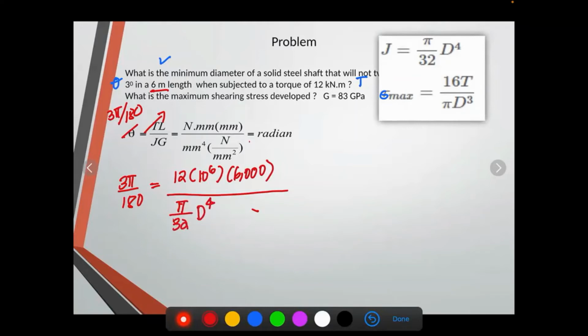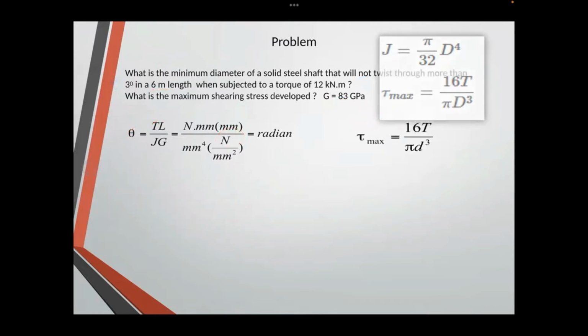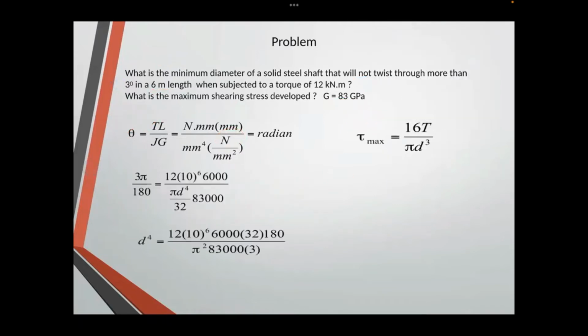Now, for your G, we have Newton per mm squared. We have your 83 gigapascal. Again, gigapascal is kilonewton per mm squared. Now, since we want Newton per mm squared, all we need to do is multiply this with 1,000. So, instead of 83, we will have here 83,000. So, rewriting this, you will get the value of your D. Yan. So, check natin. Ayan. So, your D is 114 mm.